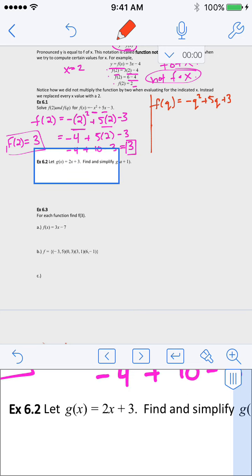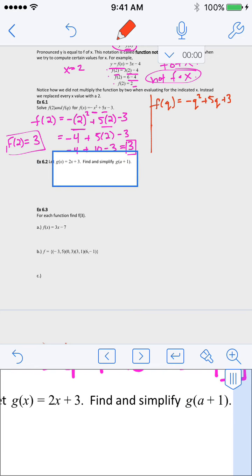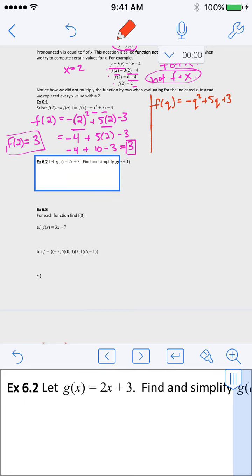So g of x is equal to 2x plus 3. Find and simplify g of a plus 1. Now this is a little bit different. This isn't just a number. This isn't just a variable. It's actually both. But the rule still applies. When you have something in the parentheses, they're saying take that and plug it in. Plug it in no matter what it is, whether it's a number, a variable, whatever you want to plug in, right? So let's go ahead and do that.